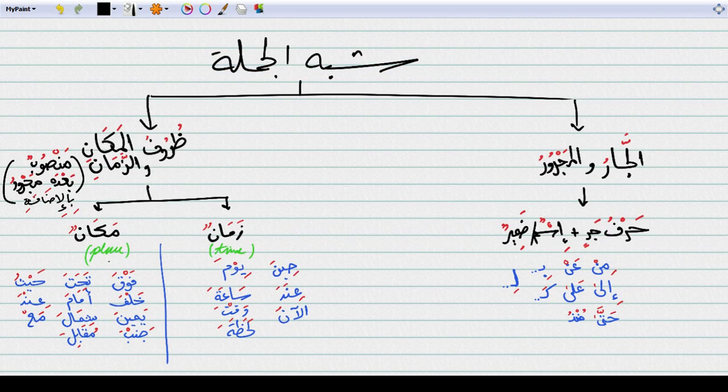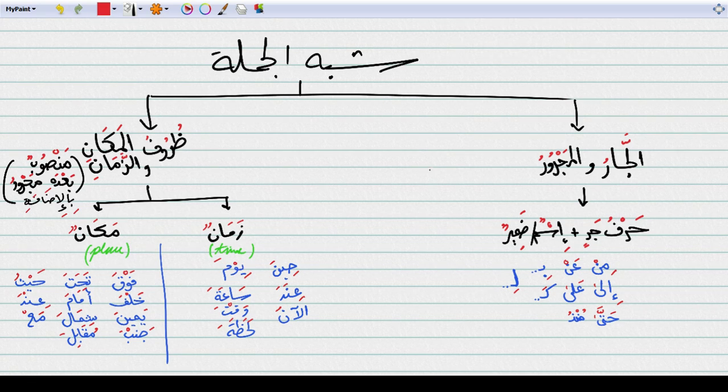So again, this is an overview about شبه الجملة in Arabic grammar. I'm just going to explain in a very abstract way. I don't want to go into details. I don't want to confuse you, but شبه الجملة, a prepositional phrase, is divided in Arabic into two types. One is called jar and majrur, and the other is called ظرف الزمان والمكان.